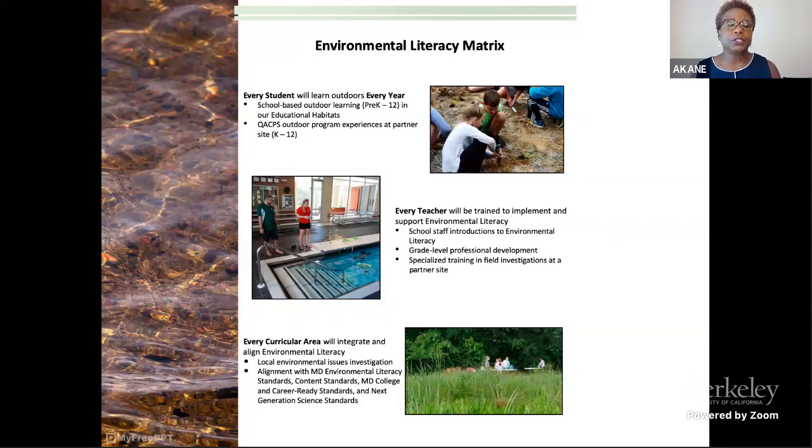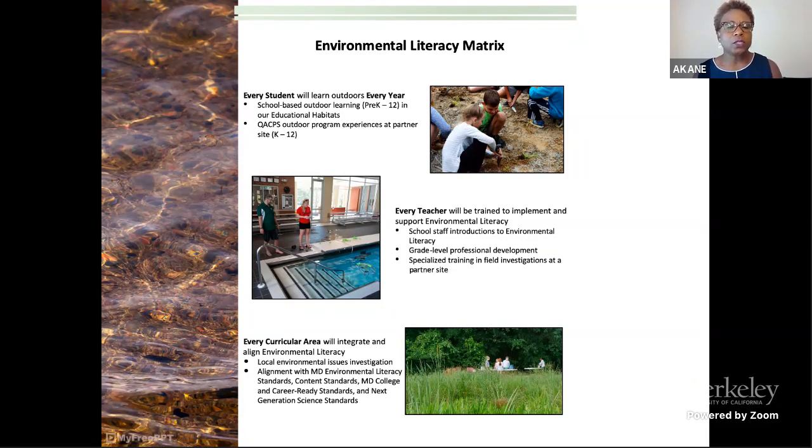All of our teachers are trained to implement our environmental literacy curricula. School staff get introduced to it in the beginning of the year, and then they go through the year and collaborate with our partners. We have grade level professional development aside from content-based professional development. And we certainly specialize in those field investigations, not only for our students, but for our instructional staff.